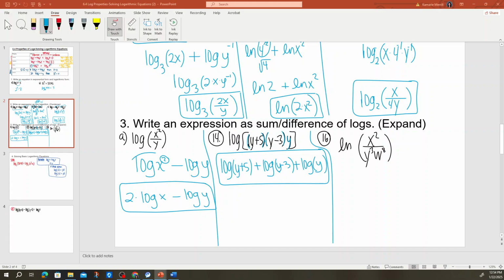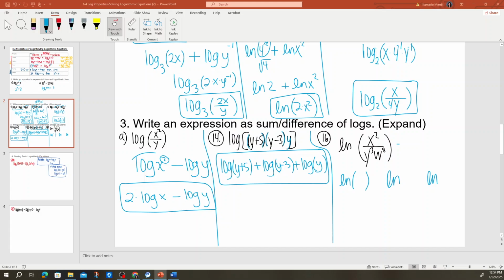All right, how do you think I'm going to separate? How many ln's will I have, by the way? There's an x, there's a y, and there's a w. So how many? 3. So one ln is going to have x's, another ln is going to have y's, and another ln is going to have some w's. All right, how do I expand it? 2 of them will be negative.